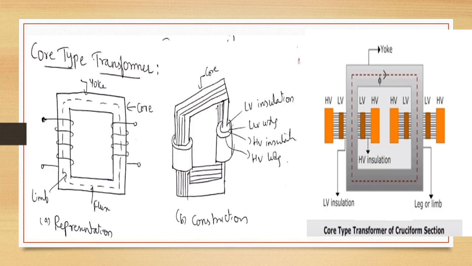The cross section of the limbs will depend upon the type of coil to be used, either circular or rectangular. There are two types of windings. The first one is cylindrical concentric coils, which is shown here in this figure. The second type is sandwich coil, which is used for shell type. Now we are talking about core type transformer.